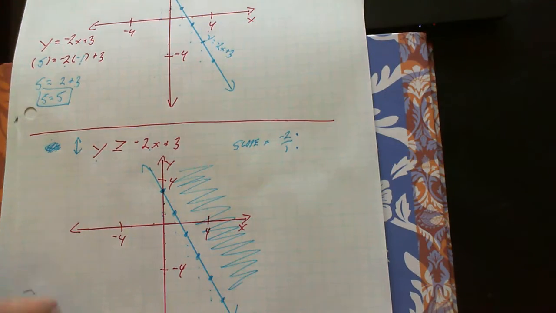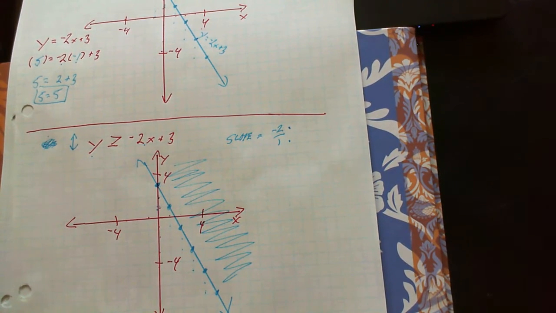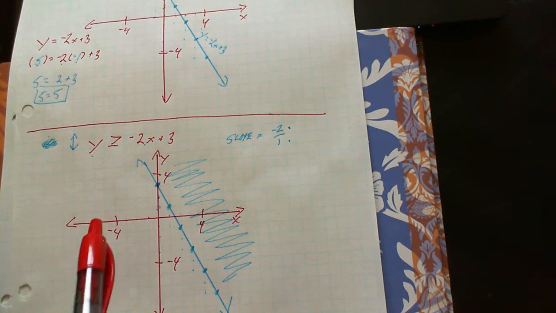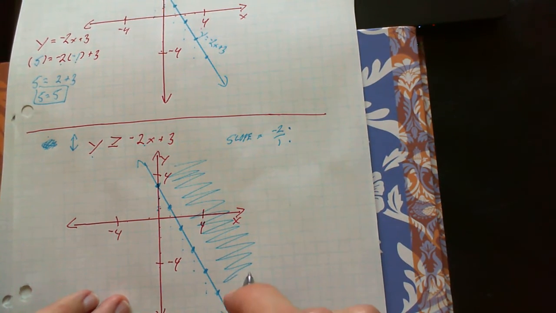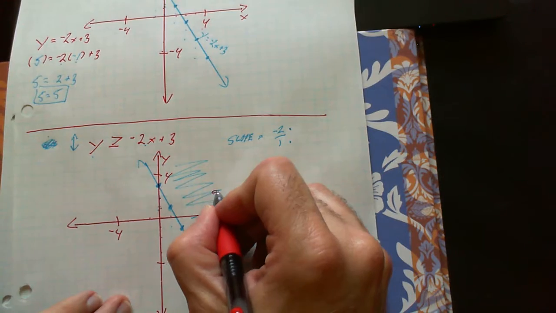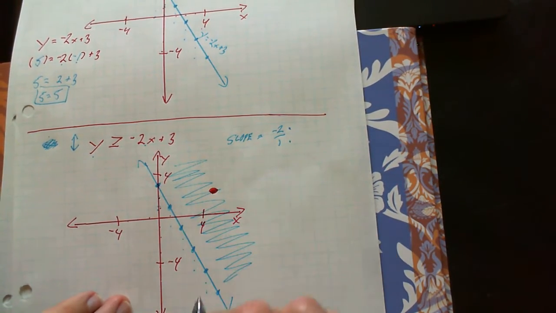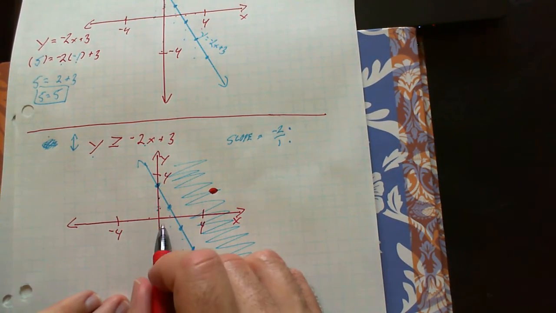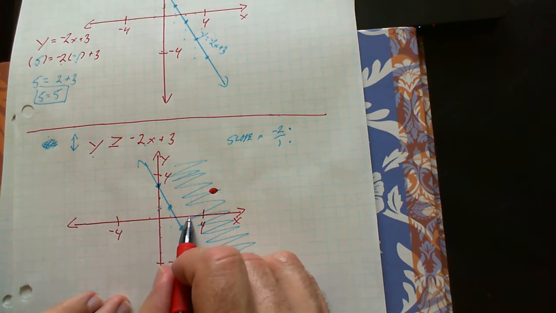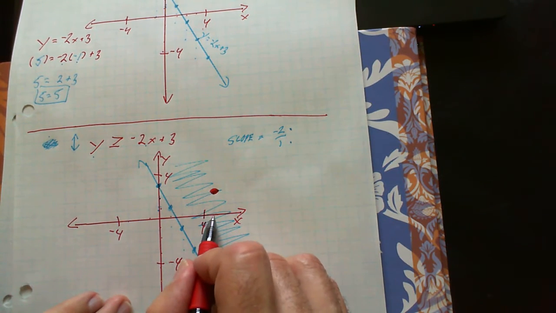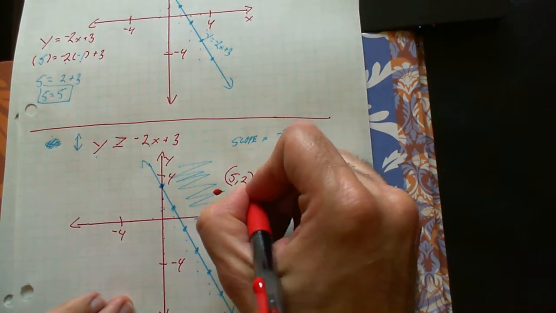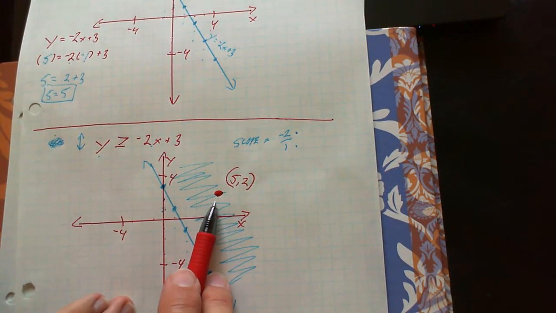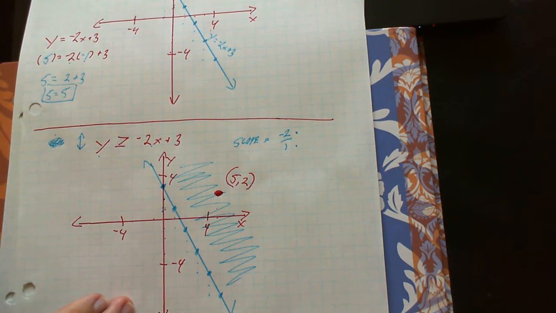Now, technically, we can test our solution to see if we are correct. You can pick a point in this shaded area, any point in that shaded area. I will pick this point right there, just because. If you can see this, this point is 1, 2, 3, 4, 5, 1, 2. I got 5, 2. Now, if this point is true, then all of these points are true.